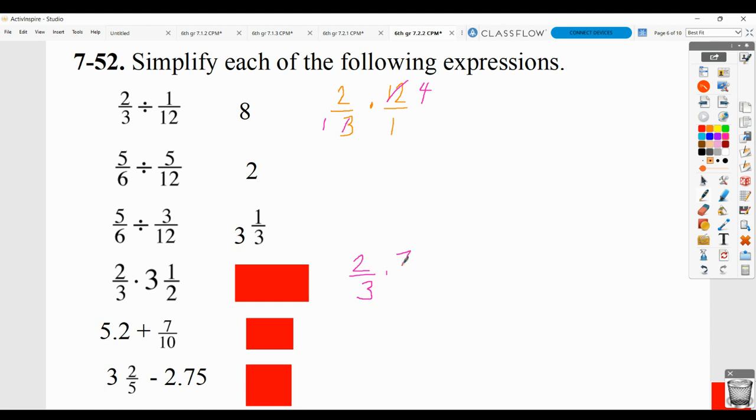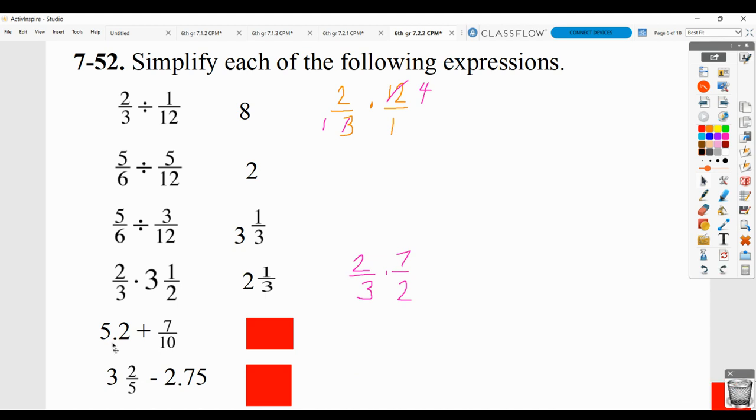Now remember, you do not have to do a keep, change, flip here because this is multiplication. So make sure you're looking closely at, are they asking me to divide? Or are they asking me to multiply? I would simplify the 2's here. Then you would get 7/3, which is 2 1/3.